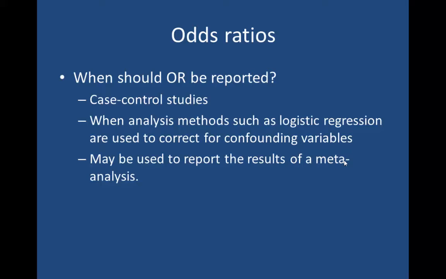You should understand terms such as systematic review. Remember that evidence hierarchy. Randomized control trial. Case control study. So if I had a case control study, it's probably going to report the results as odds ratios. It may also be used to report the results of a meta-analysis, and those are becoming more and more common. So it's likely that as you're looking at a study, you're going to find something that reports results in odds ratios.